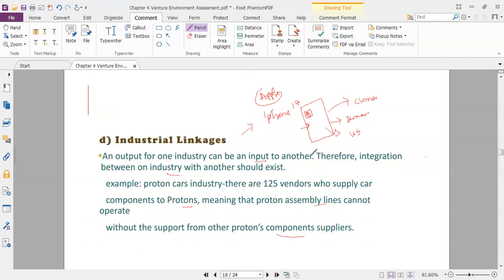So macam tu. Maknanya kita akan dapatkan barang-barang tersebut daripada company lain, negara lain. Something like that, kita panggil dia industrial linkage. So kalaulah industri kereta tu membangun, sama juga dengan industri-industri lain seperti spare part kereta, itu pun akan membangun juga. That's why industrial linkages is very important.